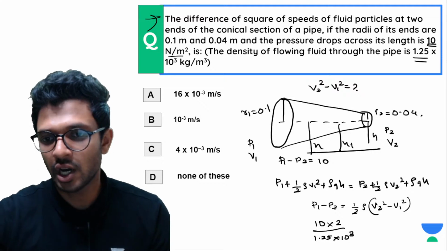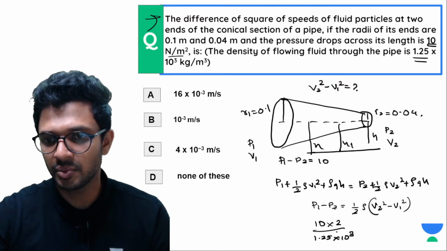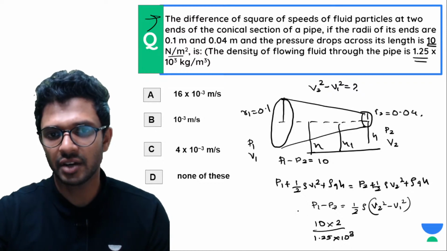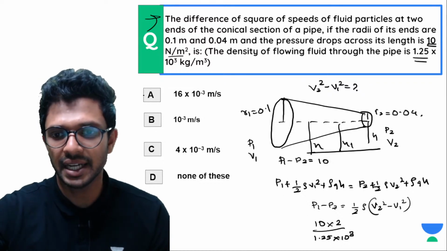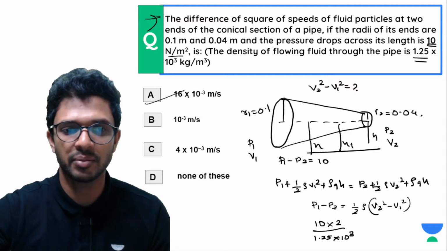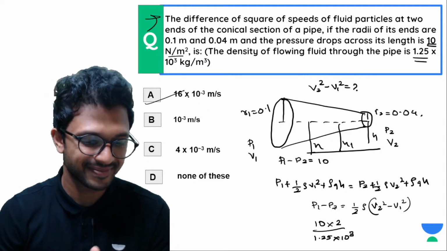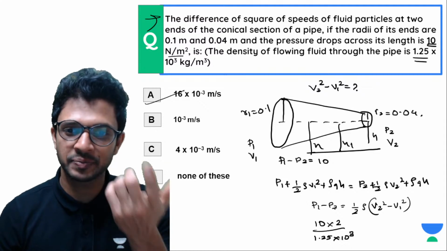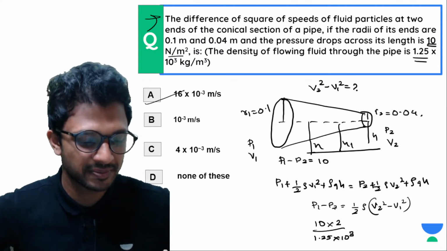Okay, so how much is this going to be? 10 times 2 is 20, right? 20 divided by 1.25. So we'll be getting an answer of 16 into 10 power 3, which is our option A. This is how everyone will get it.